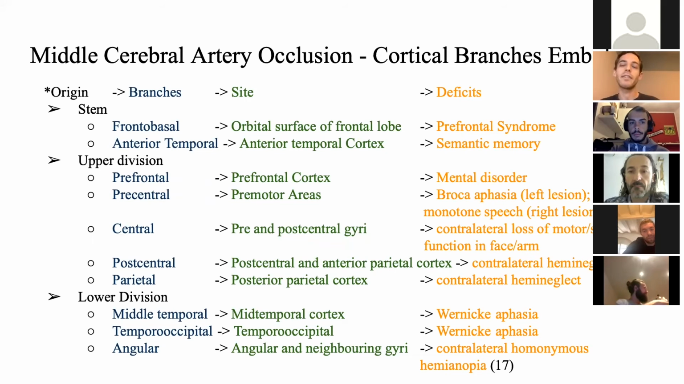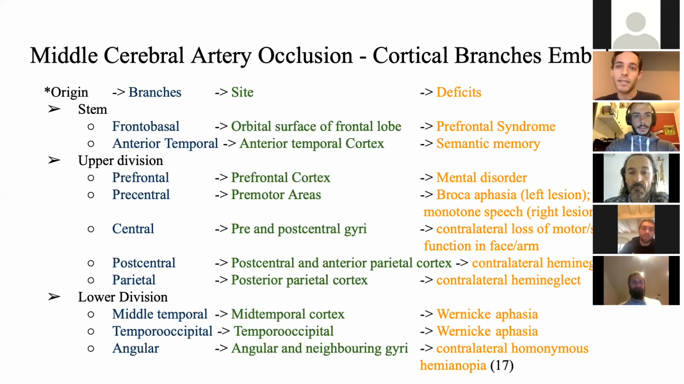This is more in detail about what happens with each one of the branches of the MCA. So we see the origin that has the stem, the upper division, and the lower division. Starting with the stem, we have the frontobasal branch that goes to the orbital surface of the frontal lobe, and prefrontal syndrome is the expected deficit from an occlusion here. Prefrontal syndrome will include behavioral problems. Anterior temporal goes to the anterior temporal cortex, and this will result in semantic memory deficits.